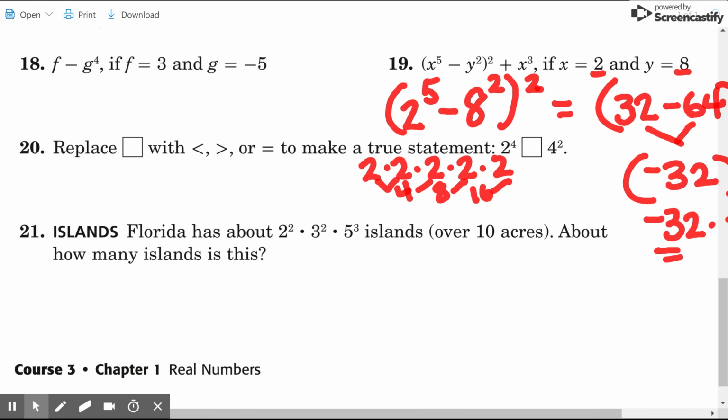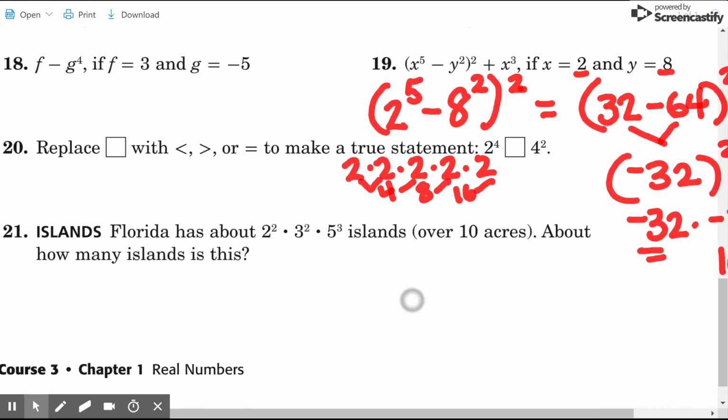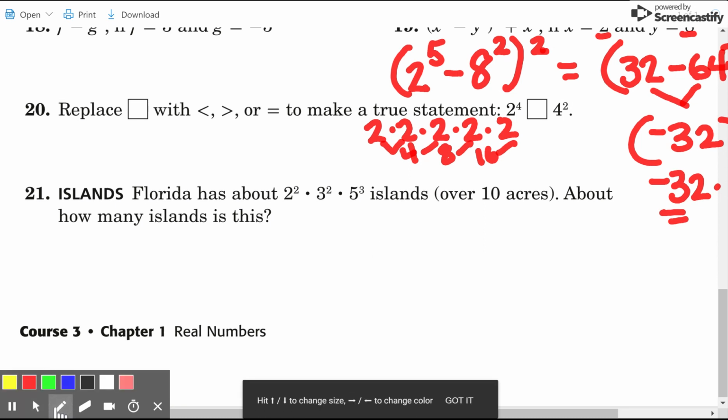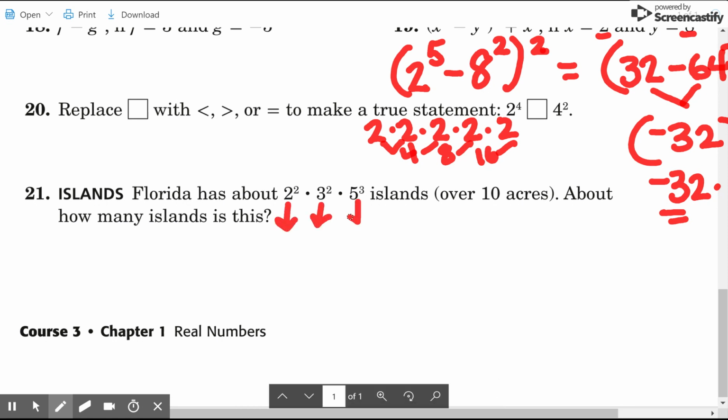Let's look at number 21. 21 says Florida has about this many islands over 10 acres. About how many islands is it? So you're going to have to evaluate each one of these numbers. And since we already know our squares and cubes, this should be pretty easy to simplify.